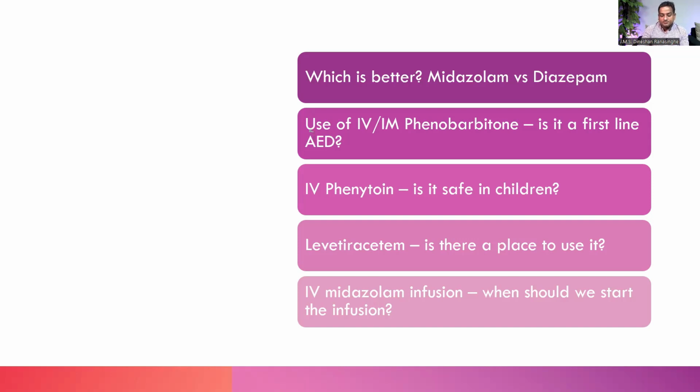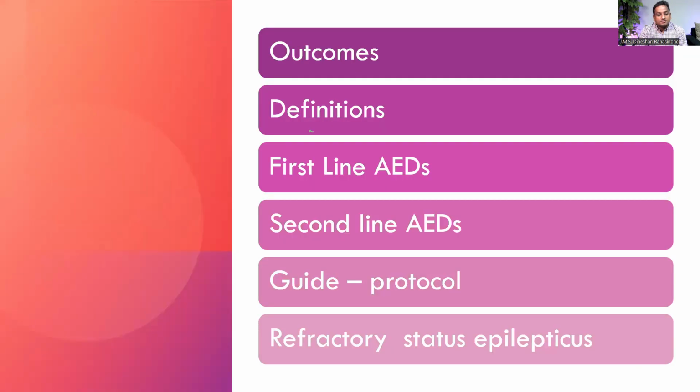When to start the midazolam infusion? These are some of the questions that you face when you see a child with a prolonged convulsion. So these are some of the things that I just want to briefly discuss about prolonged convulsions: outcome, definition, what is the first line anti-epileptic, what is the second line anti-epileptic drugs, maybe a guide. This is a guide that I have prepared to be used. So you can follow that if you want, and then something about refractory status epilepticus.